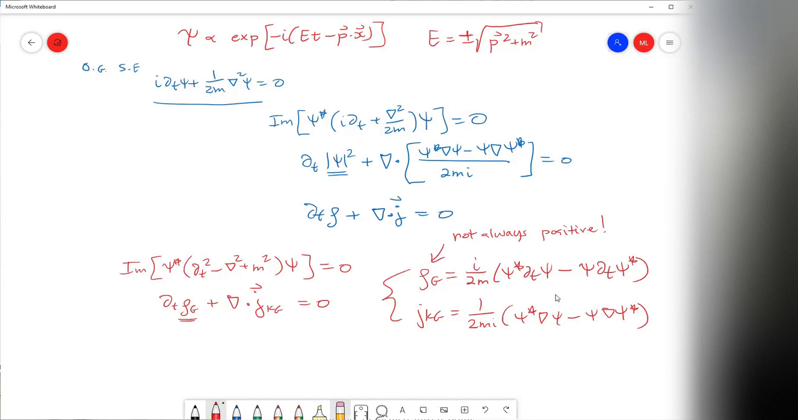It turns out that you can actually interpret rho as a charge, and then you can have positive and negative charge, and it's okay because then rho doesn't have to be positive anymore. You don't have to interpret it as a probability density, but it's sort of unsatisfying.